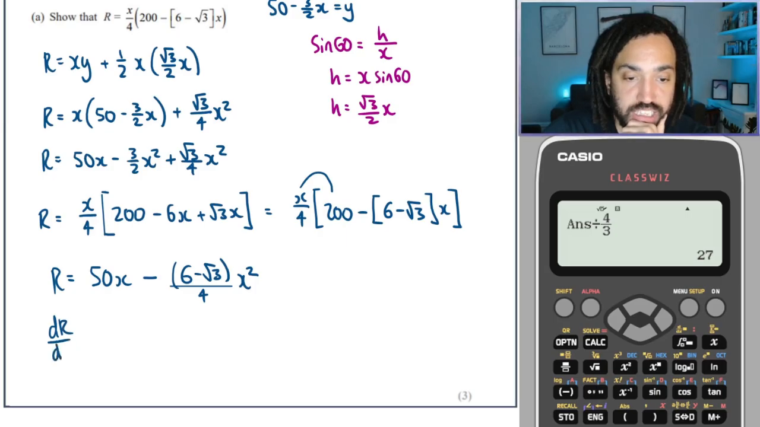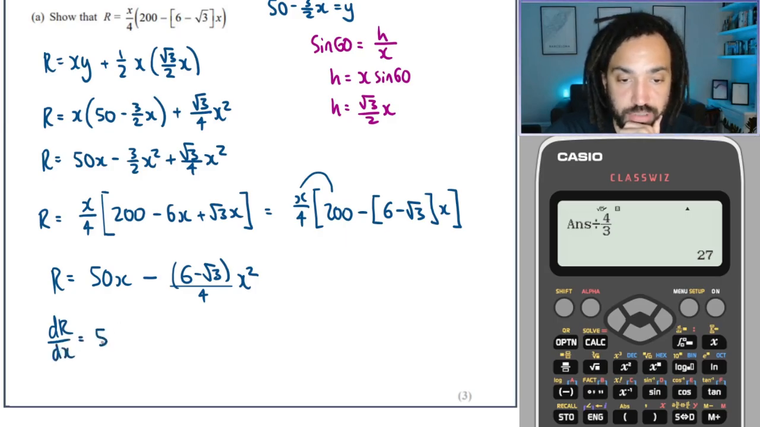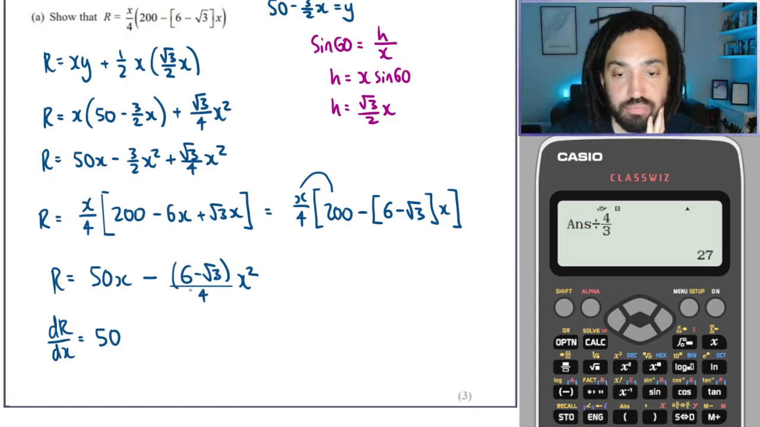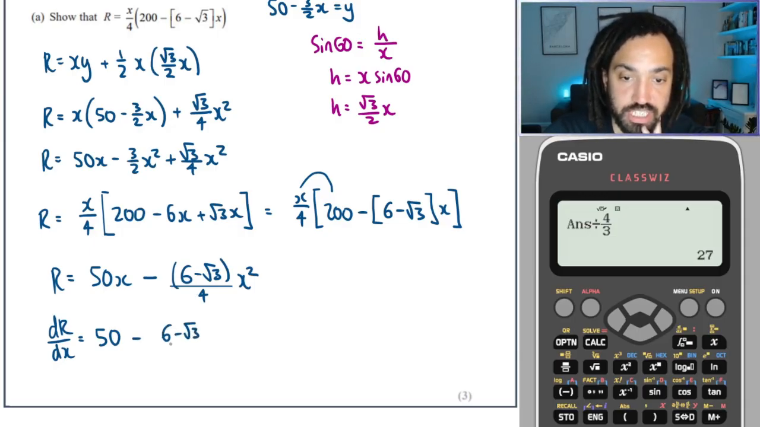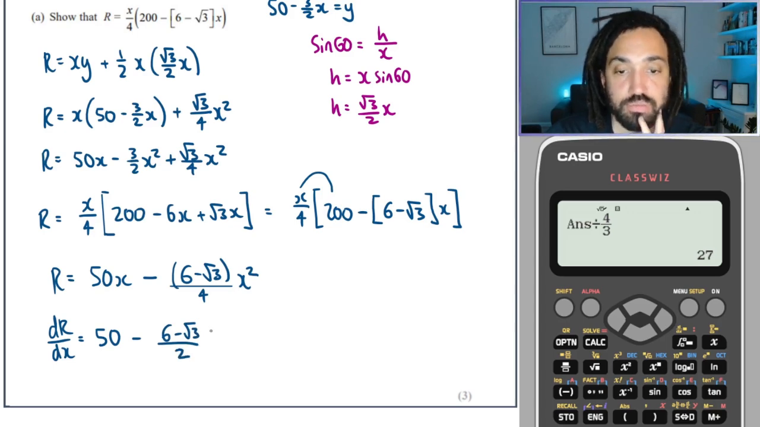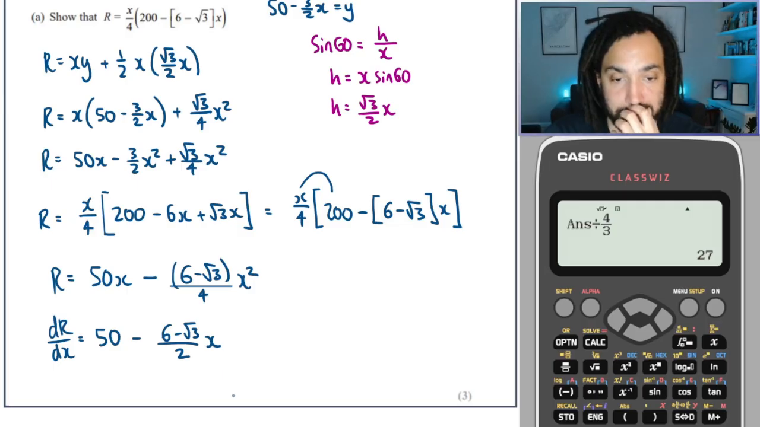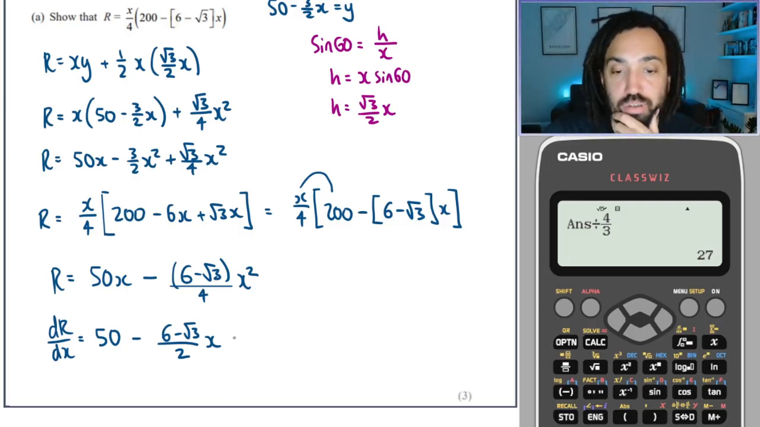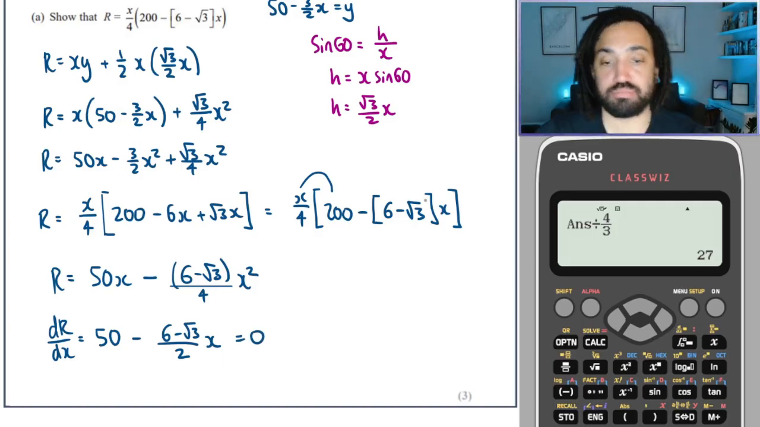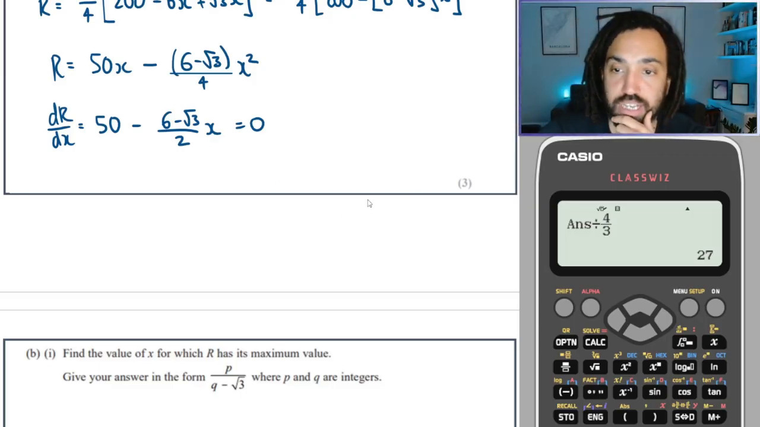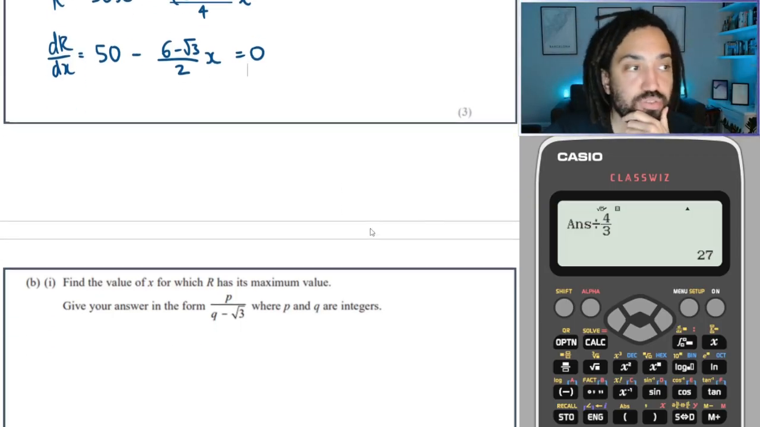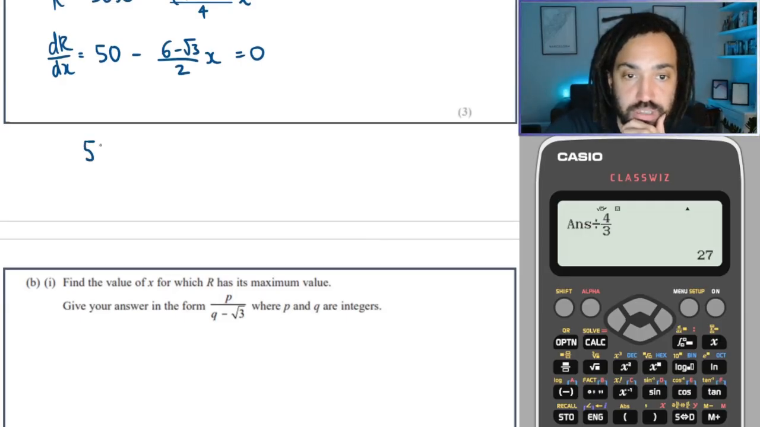So I get dr by dx is equal to 50, because 50x differentiates just to 50. Now x squared, we times the coefficient by 2. So timesing this by 2 is just going to change the denominator to over 2 rather than over 4. And then the power drops down like that. And when we're maximum, we want that to equal 0. Okay. So what I can do next is I can move this term here to the other side, and it'll become a positive.